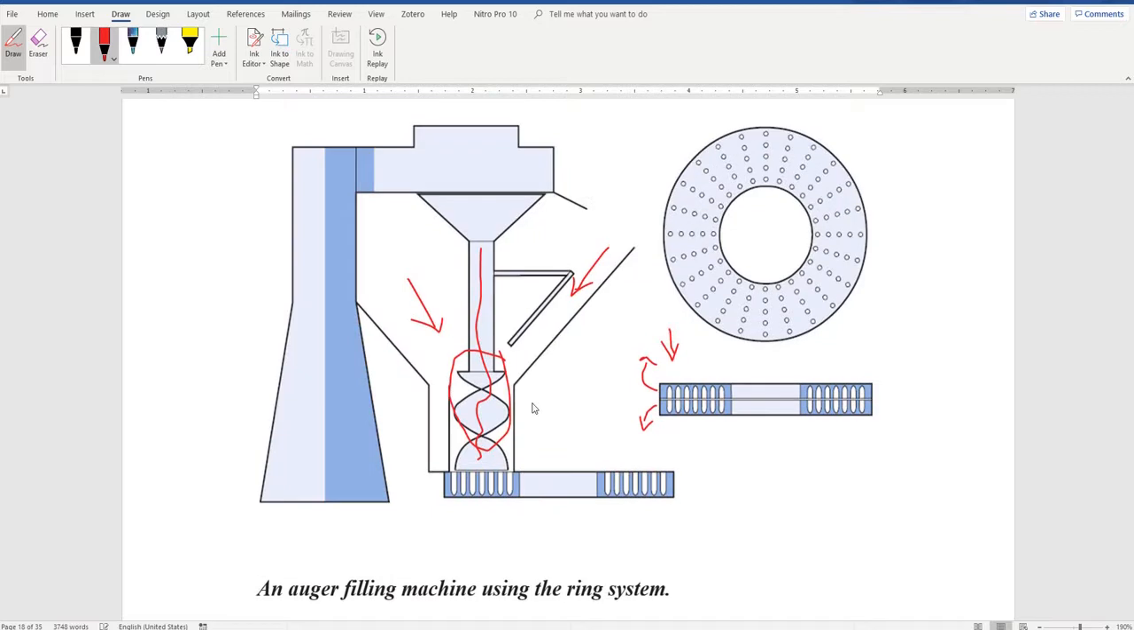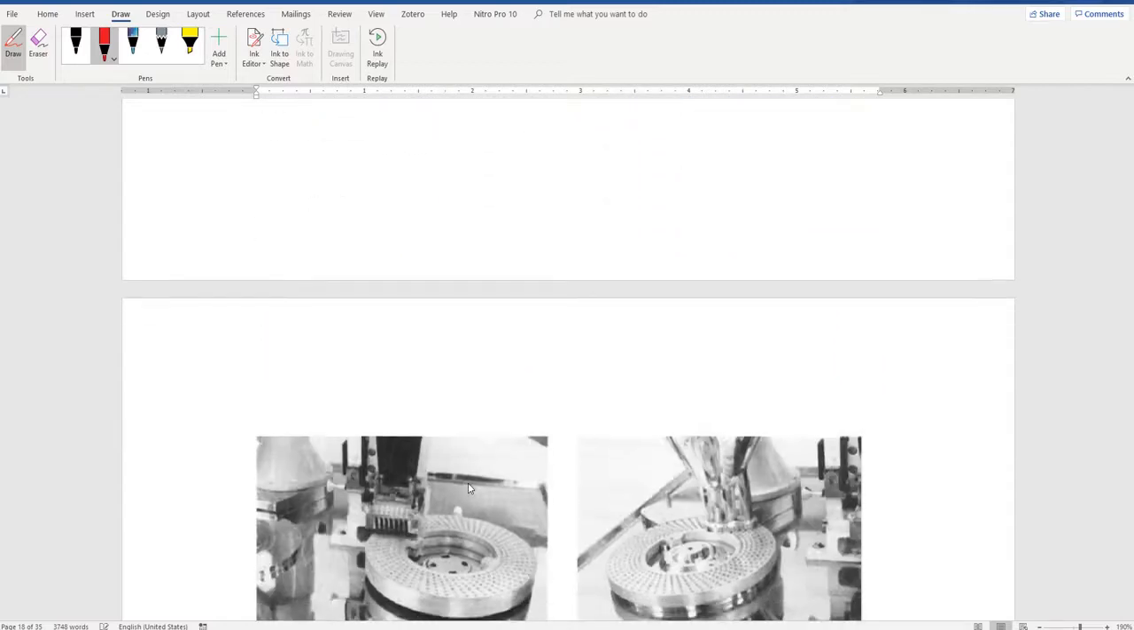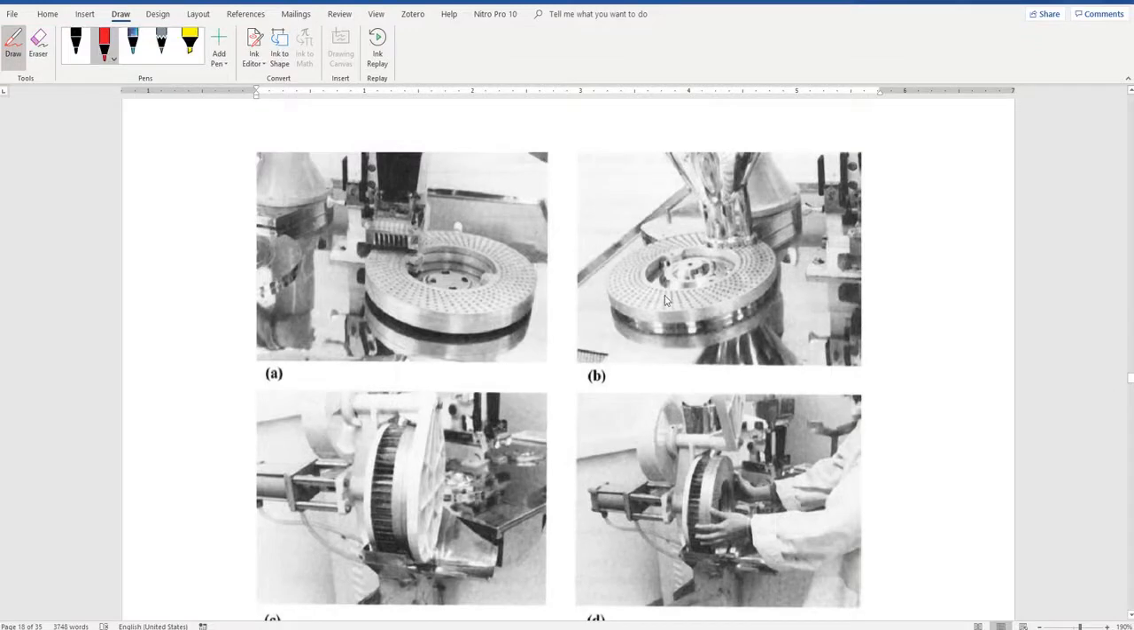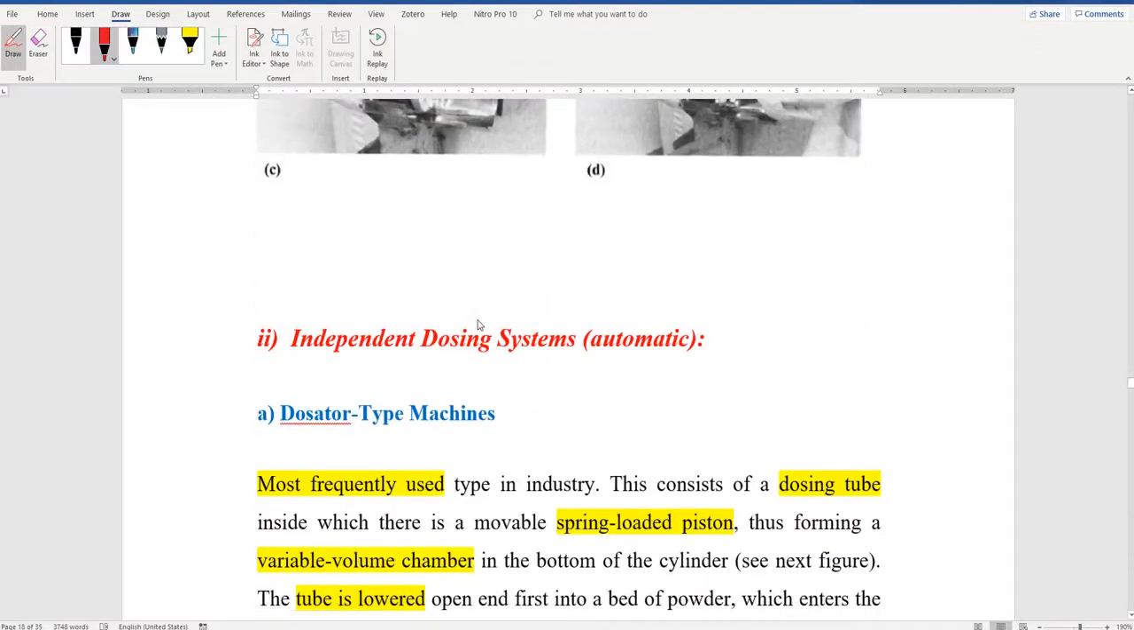It has to be filled completely. But of course, the faster the auger rotates and the slower the ring rotates, it means we have more filling inside the body. Okay, this figure shows you the video. I already showed you the video. It tells you how the process is happening.